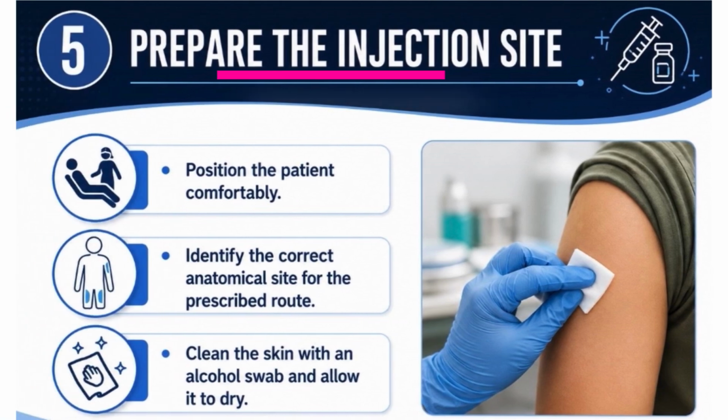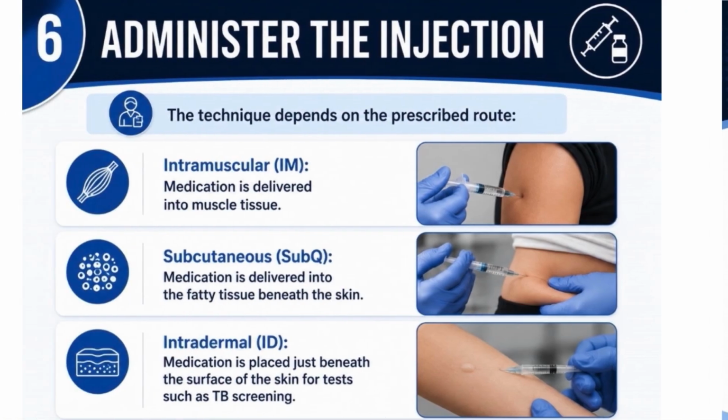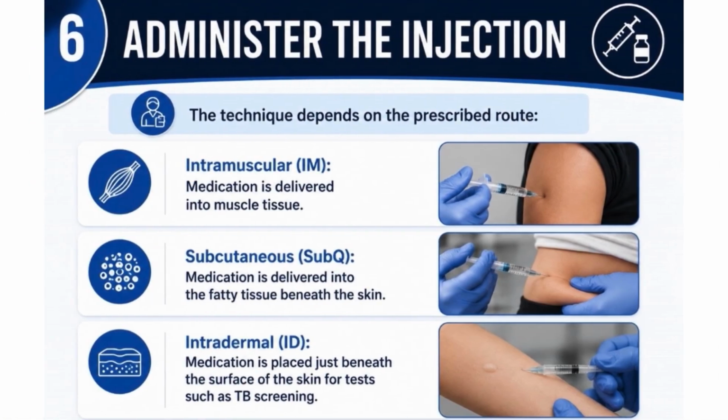You want to prepare the injection site. So you want to position the patient comfortably. You want to identify the correct anatomical site for the prescribed route, whether it's subcutaneous or intramuscular. You want to identify your site. You want to clean the skin with the alcohol swab and allow it to dry. Do not blow it and do not fan it, because you don't want germs and particles in the air to get on the site.